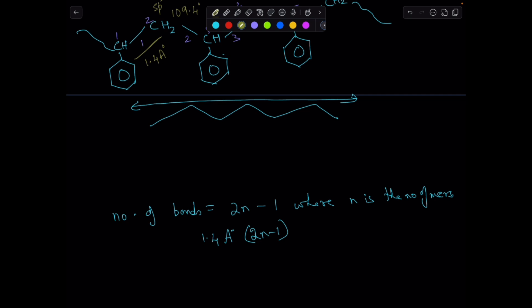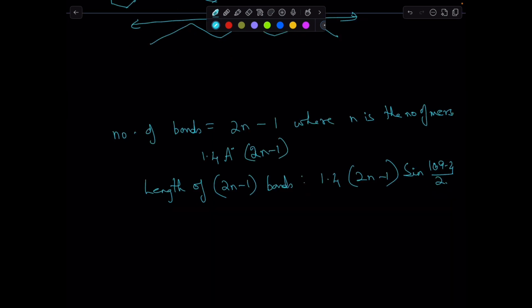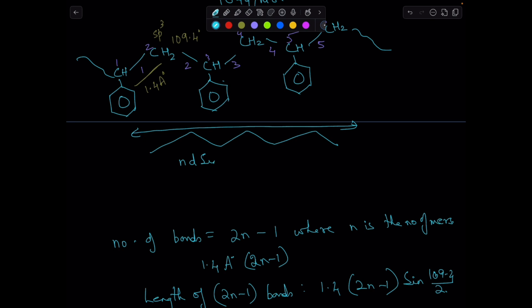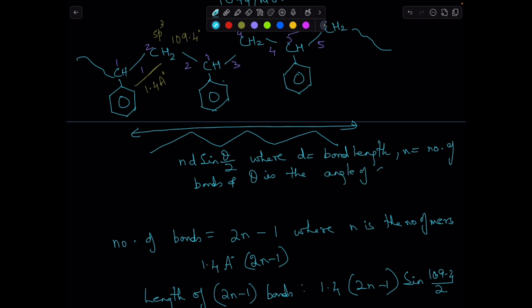So the length of 2n minus 1 bonds would be 1.4 times 2n minus 1 times sine of 109.4 over 2, because this length is given by nd sine theta by 2, where d is the bond length, n is equal to number of bonds, and theta is the angle of carbon.